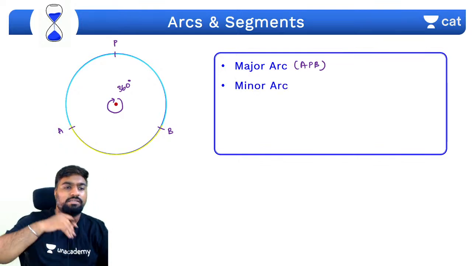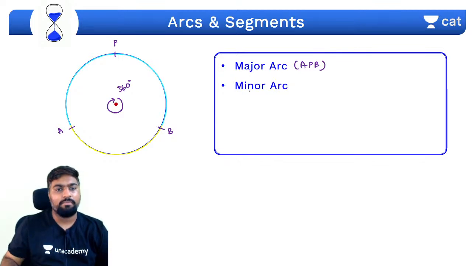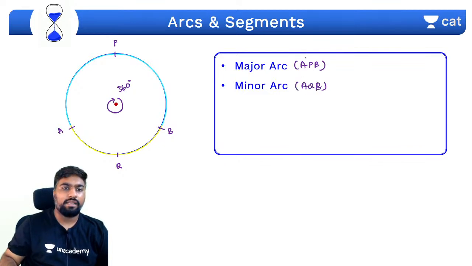If it covers a smaller portion of it, it's called a minor arc. So I can say AQB is a minor arc. Yes, AQB is a minor arc. To denote an arc, we use this arc symbol. Yes: arc, major arc, minor arc.